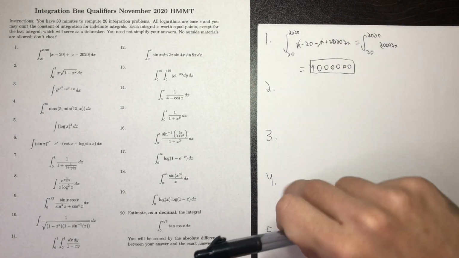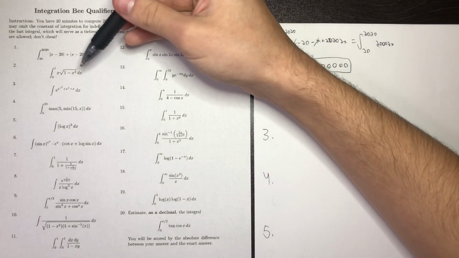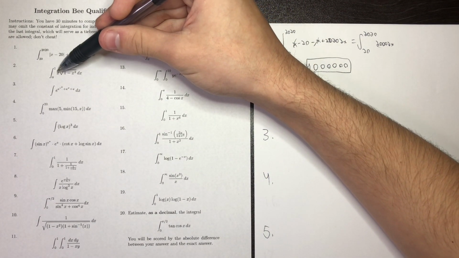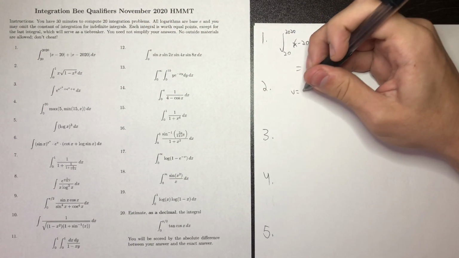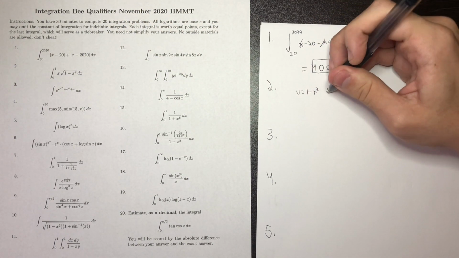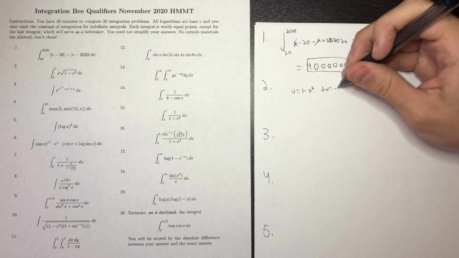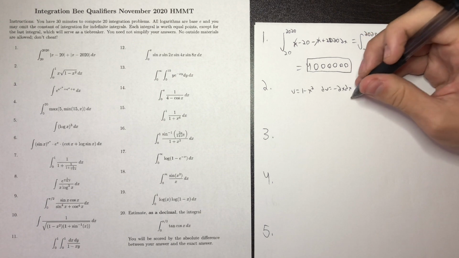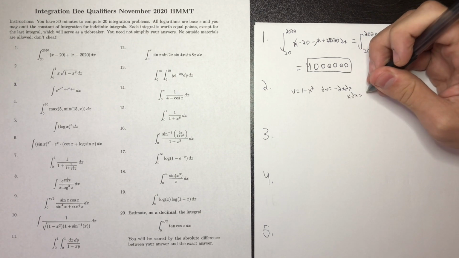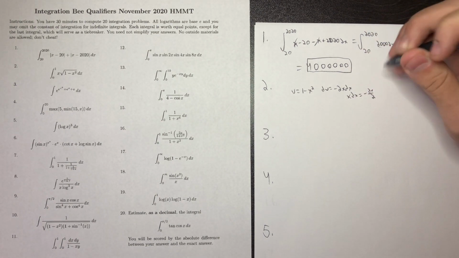Okay. Moving on to question number 2. I immediately think of u substitution because we want this x to go in front, so we're going to do u equals 1 minus x squared. Then du is going to be equal to negative 2x dx. So now we have that x dx equals negative du over 2. Now we're going to have the integral.